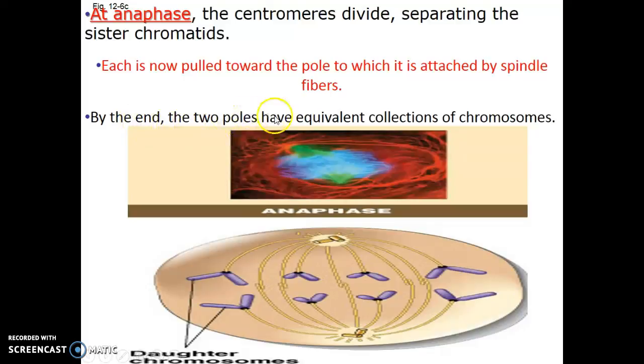By the end, the two poles have an equivalent collection of chromosomes. Now each one has daughter chromosomes. This is a chromosome now. They are full chromosomes now.